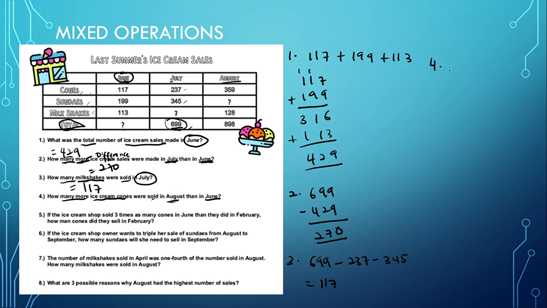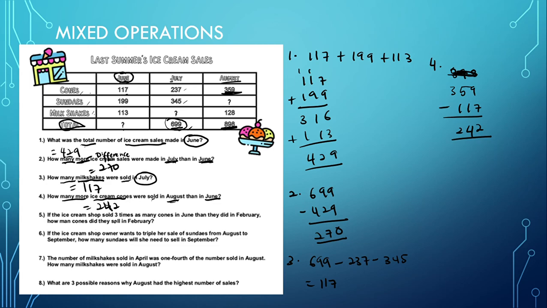So in order for us to find the difference, we need to minus the big number. Big number here for August is 898. That is the total. Ice cream cones meaning 359. So total number of 359 minus with June, which is 117. So that would be 359 minus 117. So that is the answer. You will get 242. That is the difference of ice cream cones sold in August and in June.